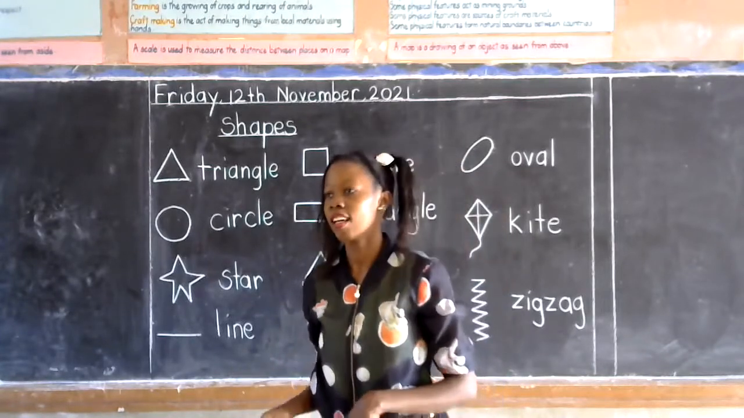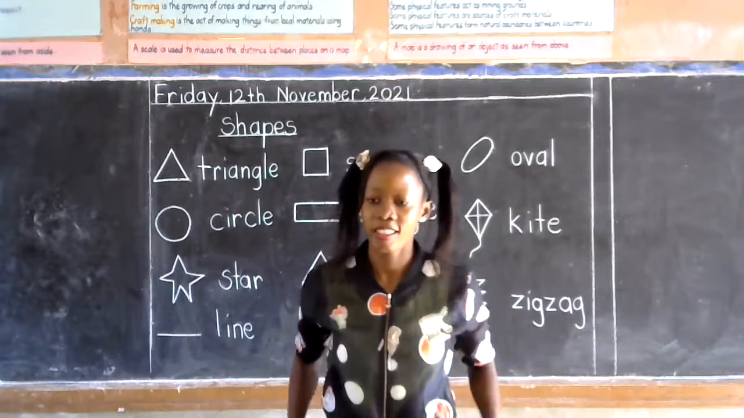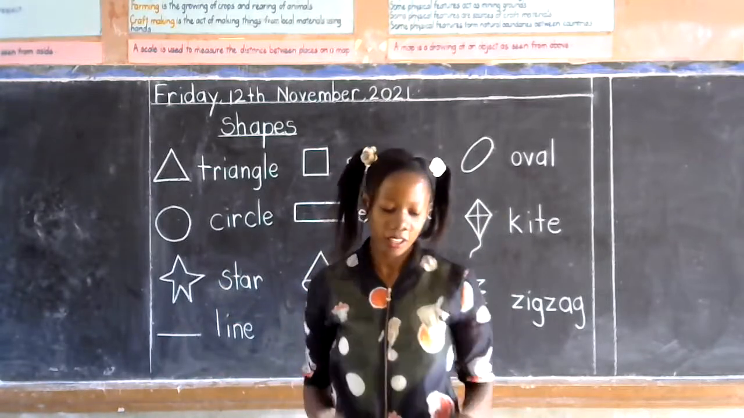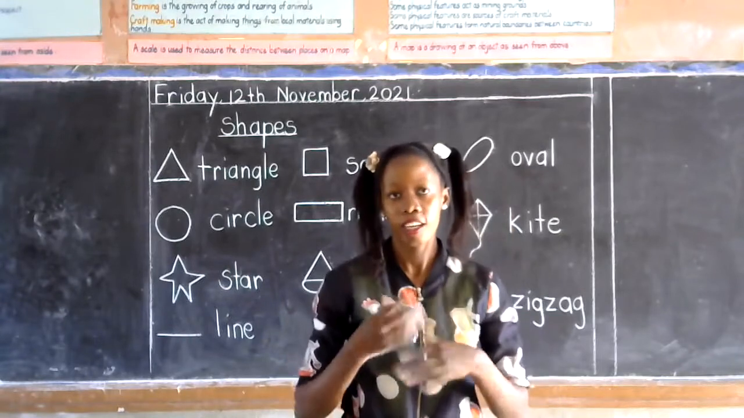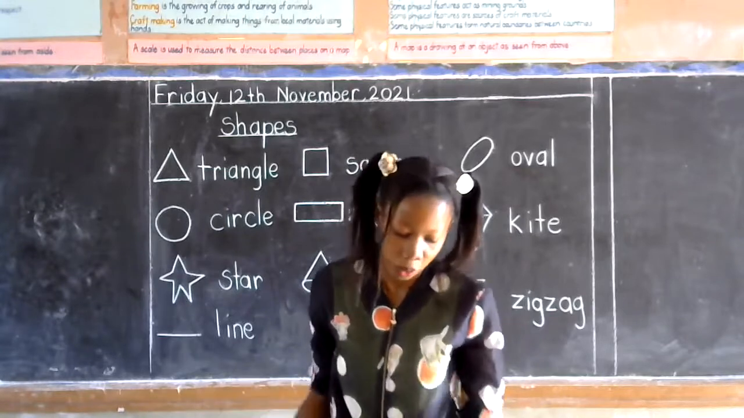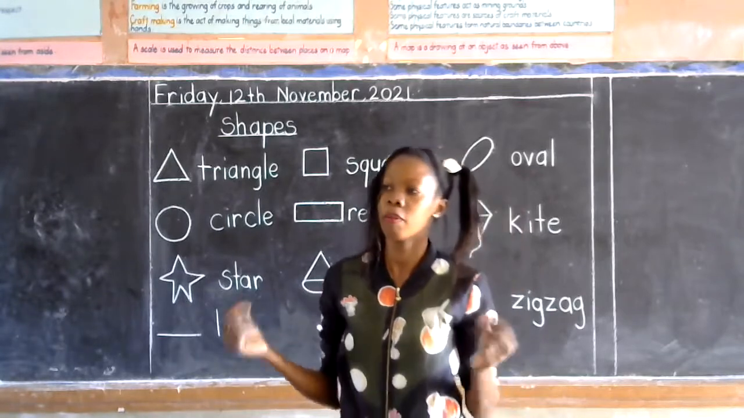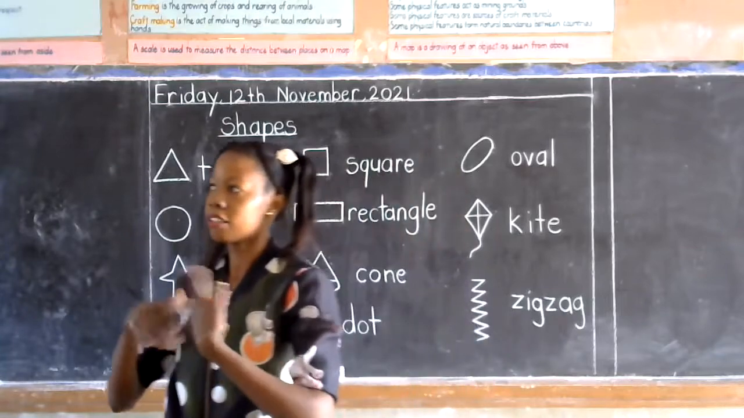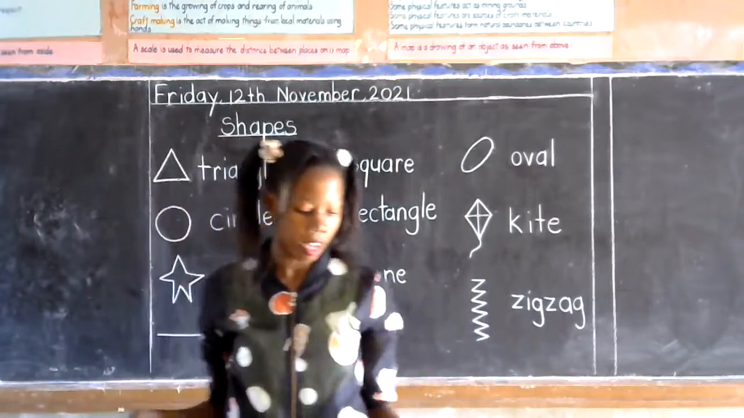A circle is like a ball. A circle is like a ball. Round, round, round, round, round, round, and never stops. A circle is like a ball. Round, round, round, round, it never stops.